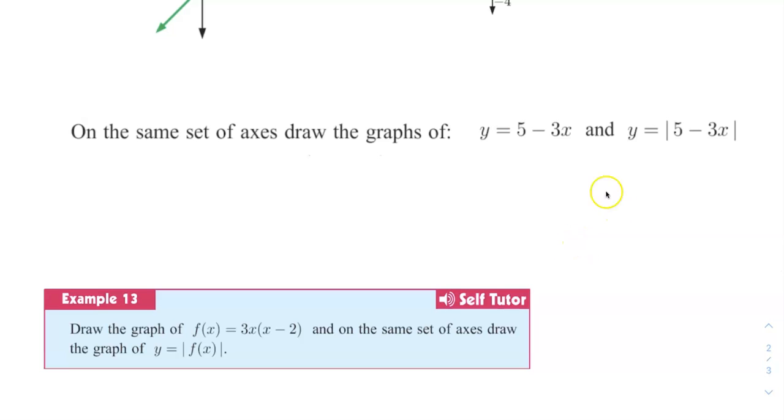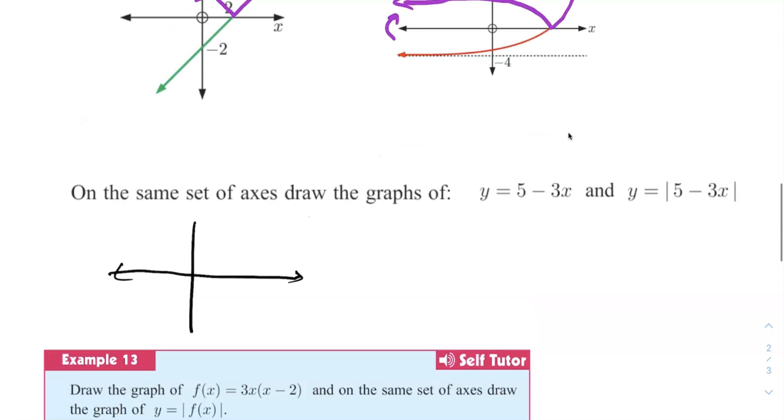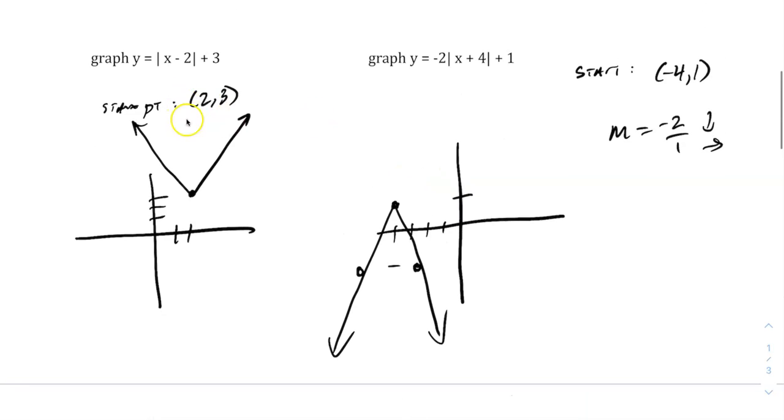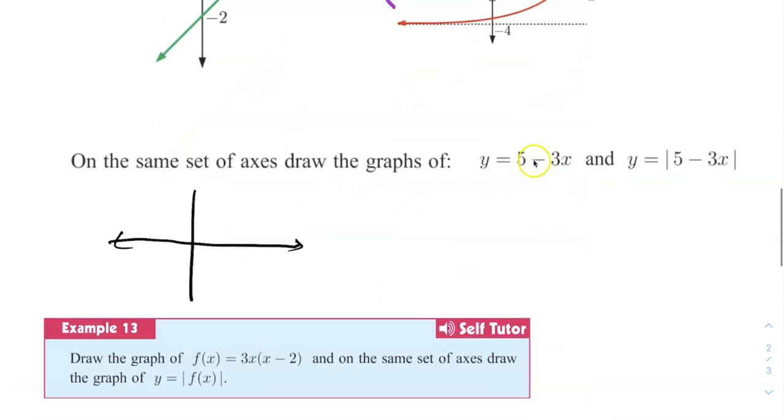On the same set of axes, graph this and this. So let's graph both of these. And that's always one way you could graph an absolute value function. If you don't remember inside opposite, outside follow and make a V, just graph the inside normally. So let's rewrite it in slope intercept form: negative 3x plus 5. So 1, 2, 3, 4, 5. Go down 3 over 1. We have a graph that kind of looks like this.